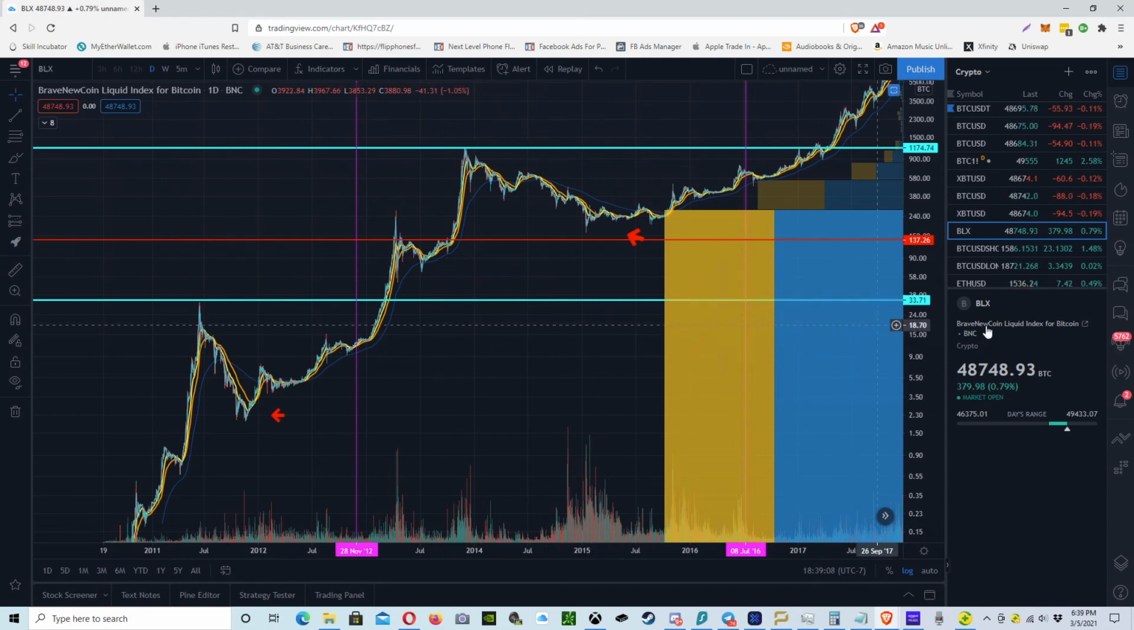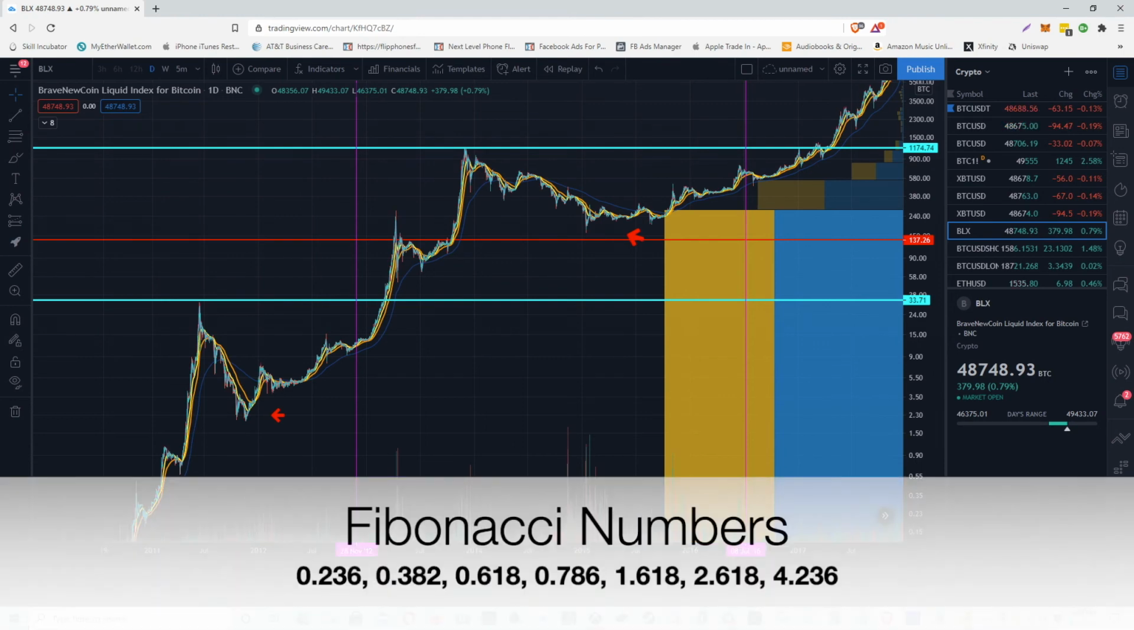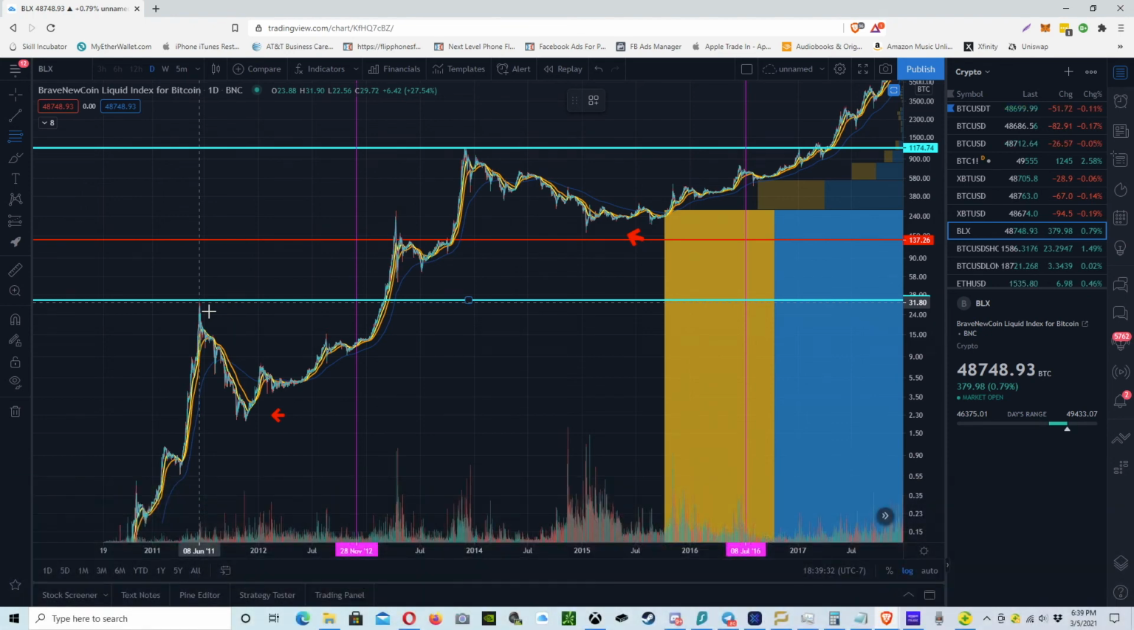It helps you to identify support and resistance levels that are likely to happen. Some of the retracement levels and the Fibonacci numbers are 23.6%, 38.2%, 61.8%, and also 78.6%. There's also 50%, but that's not technically a number in the Fibonacci sequence.